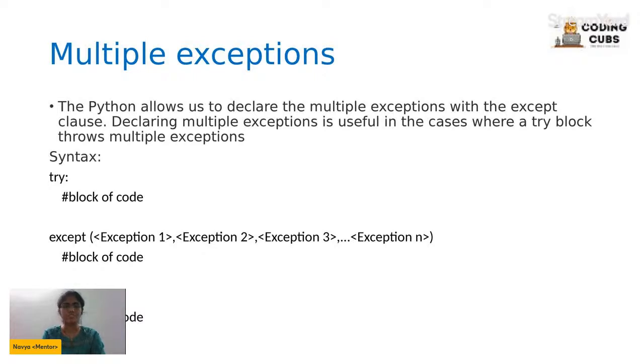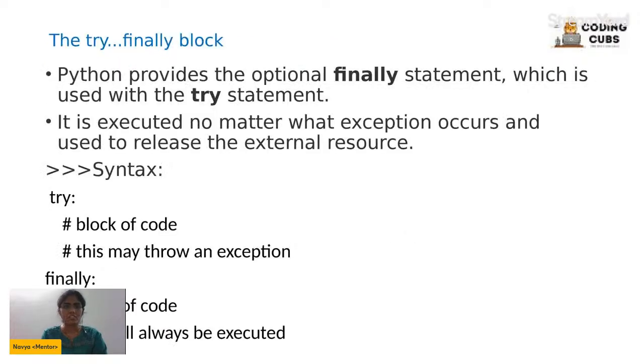Yeah, after multiple exceptions, we do have a try and finally block. In Python, Python provides an optional finally statement, which is used along with the try statement. It is executed no matter what the code we have given in the try block. Even though it raises an exception, or if it doesn't raise an exception, the finally block code will be executed.